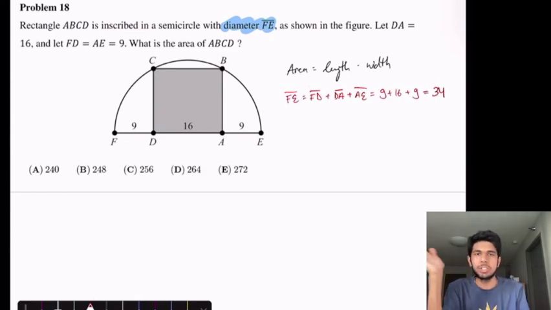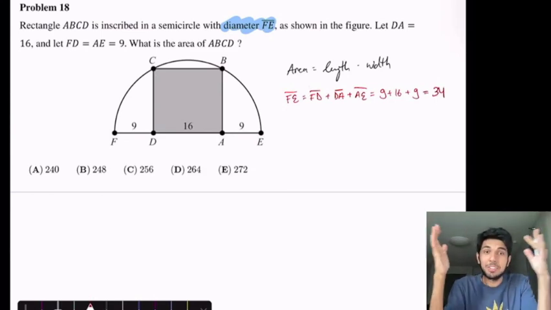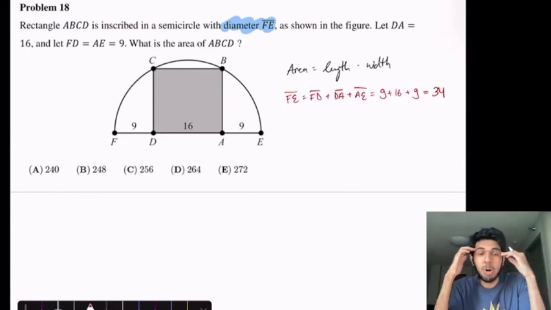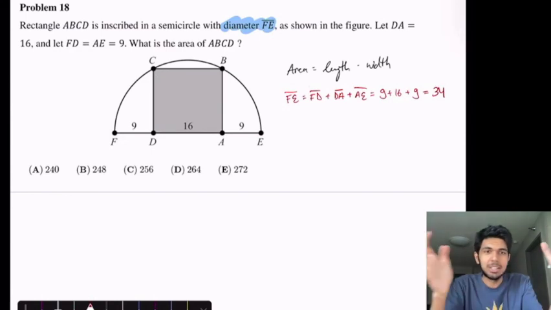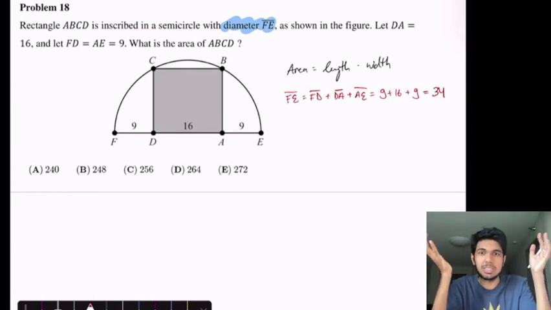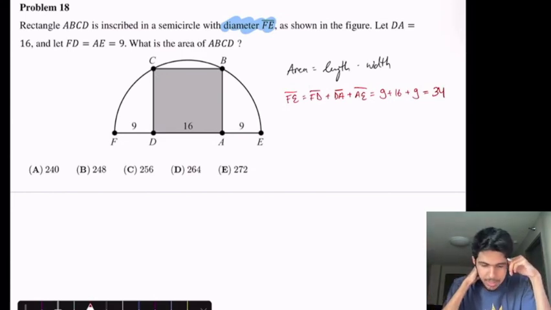Okay, good. Whenever I see diameters, I'm always thinking about its brother or its sister, which is the radius. And similarly, when I see a radius in a problem, I'm always thinking about its diameter. These two go hand in hand. They're so similar to each other. It's like, why not just have them both? So let's think about the radius.